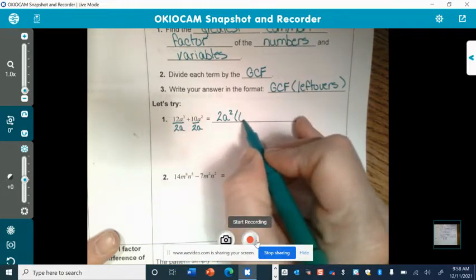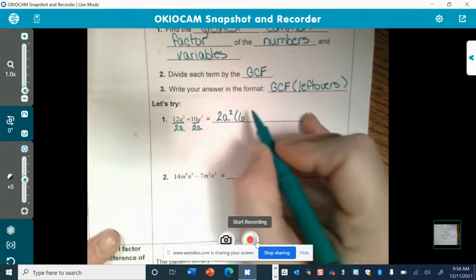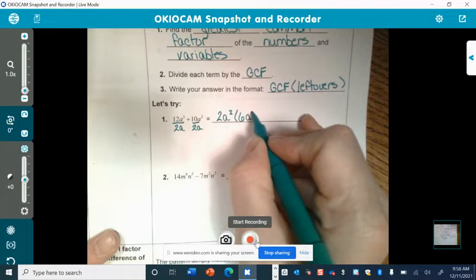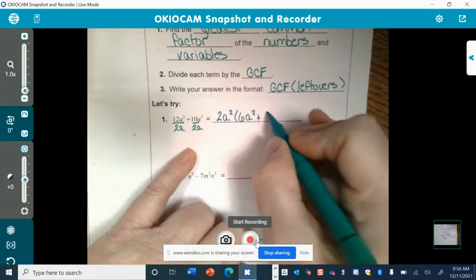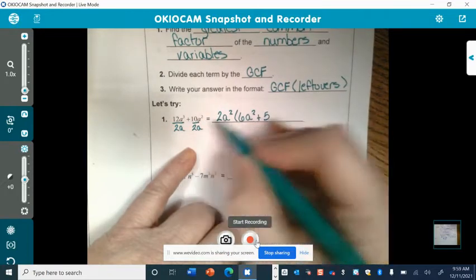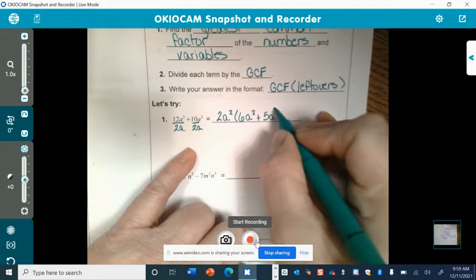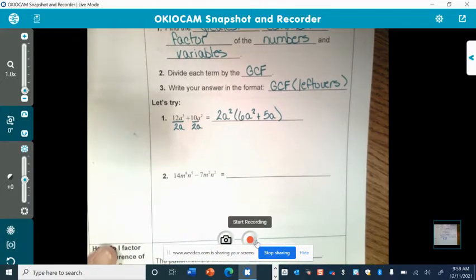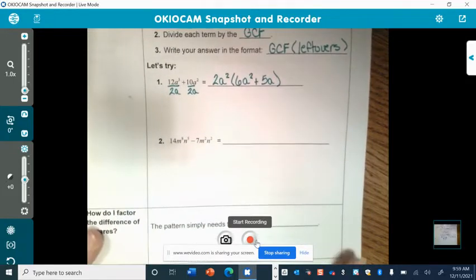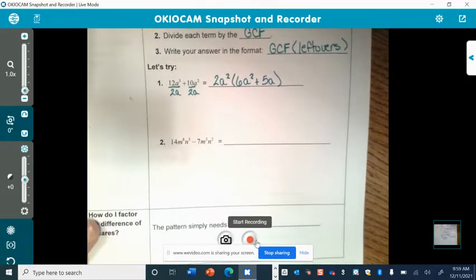12 divided by 2 is 6, and a to the third divided by a to the first is a squared, plus 10 divided by 2 is 5, and a squared divided by a is a. That's as far as we can go with this one. Go ahead and try the next one on your own. Pause the recording and come back to check your work.